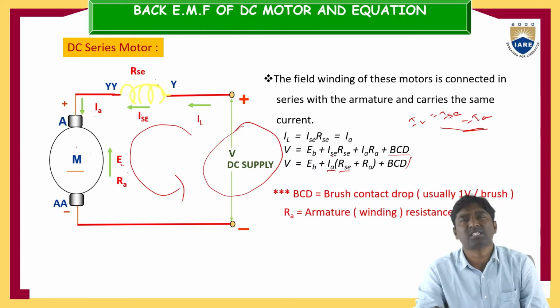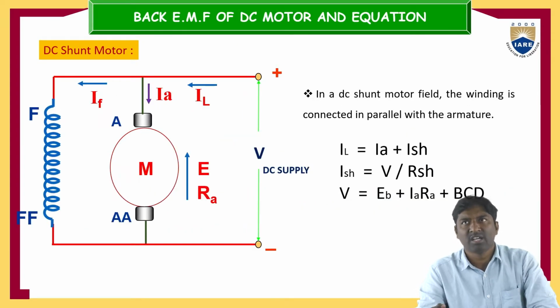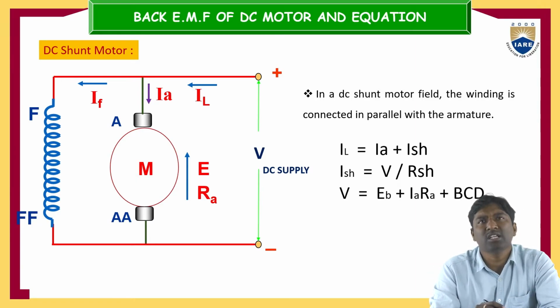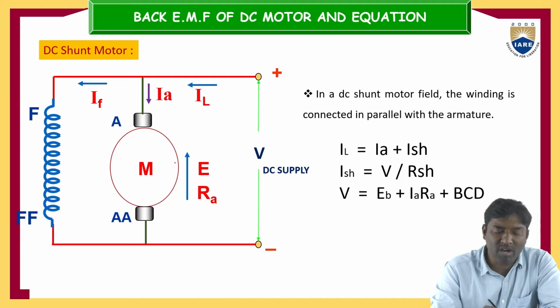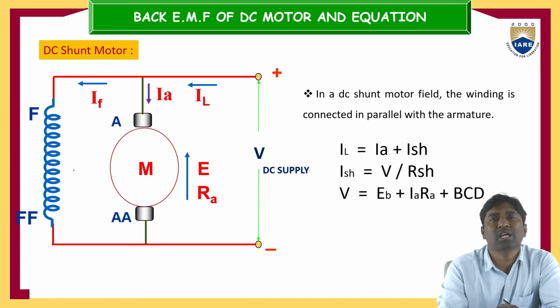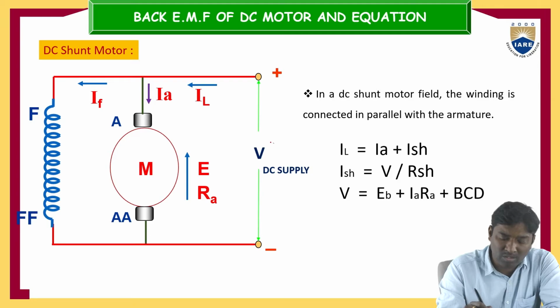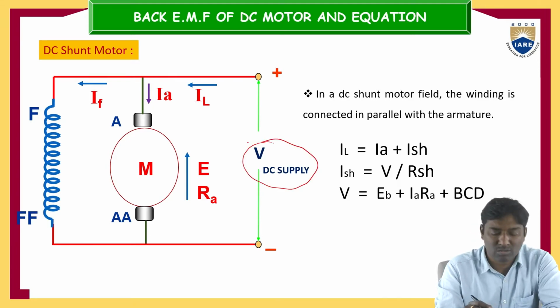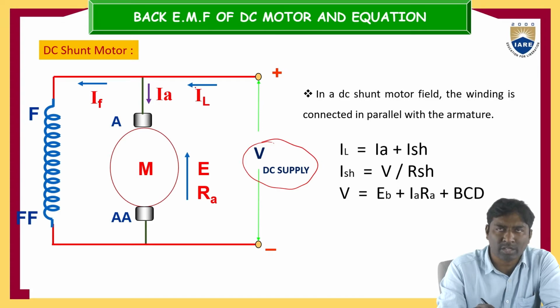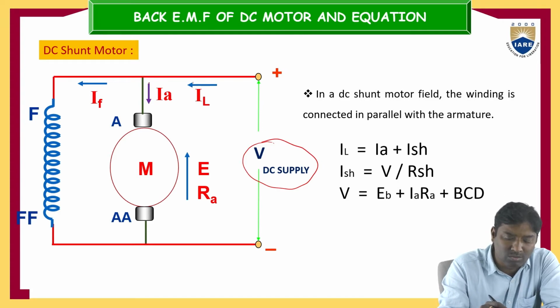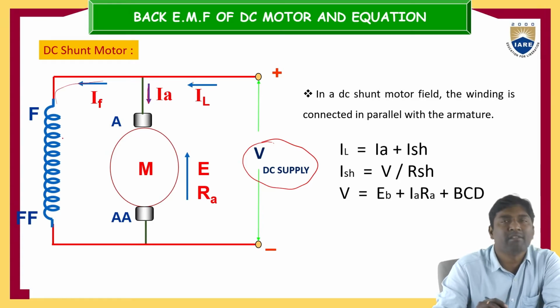Now, next is the DC shunt motor. What is the DC shunt motor? The armature winding and the field winding are both connected in parallel. That type of motor I am calling a DC shunt motor. Similarly, I am applying the supply voltage, the VDC supply. Then this line current goes here, and the line current will be divided here into the armature current and the field winding current.